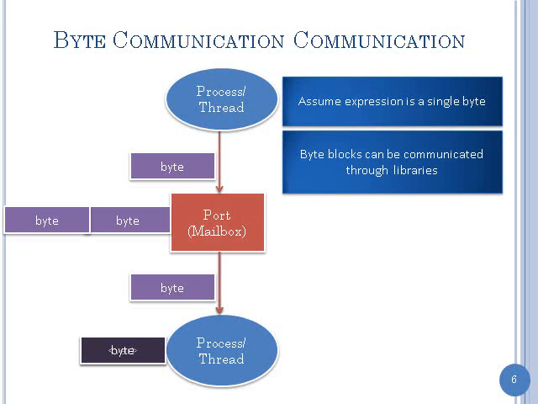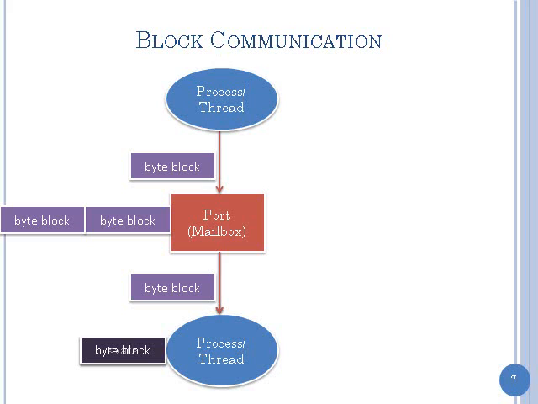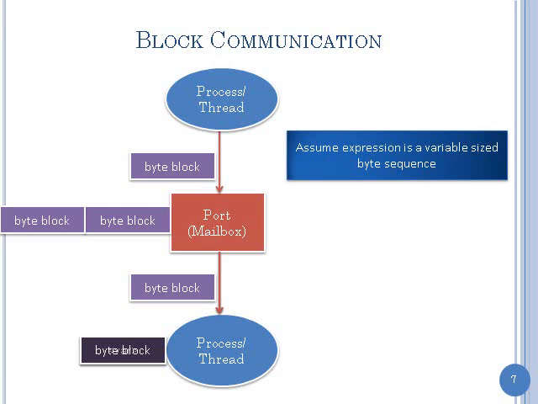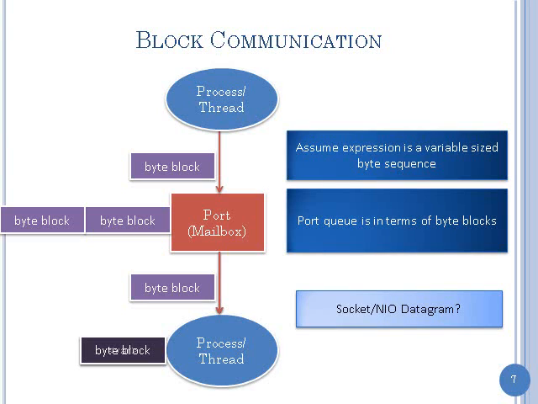The unit of expression is a single byte. Byte blocks can be communicated through libraries, okay? And these blocks are not known to the port queue. So I would say socket and IO stream are all sort of byte communication. And block communication is that you have some variable size byte sequence, and it's port queues in terms of byte blocks. And if we could have a datagram of this kind, datagram communication probably is this way. Okay.